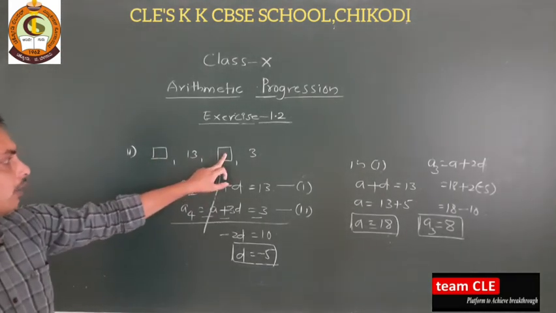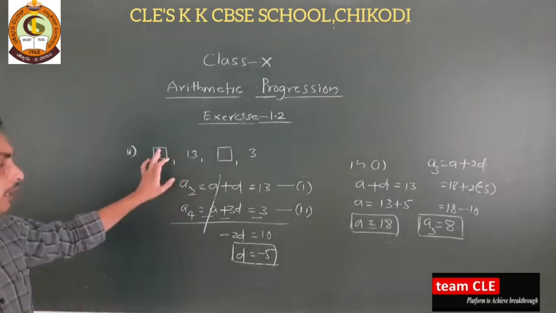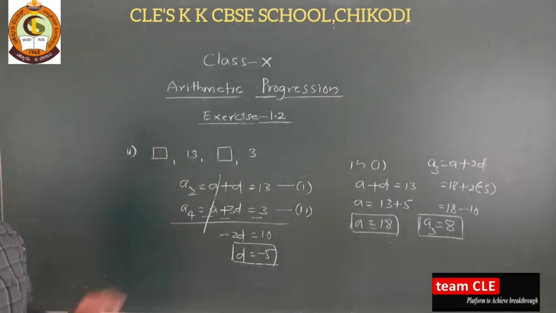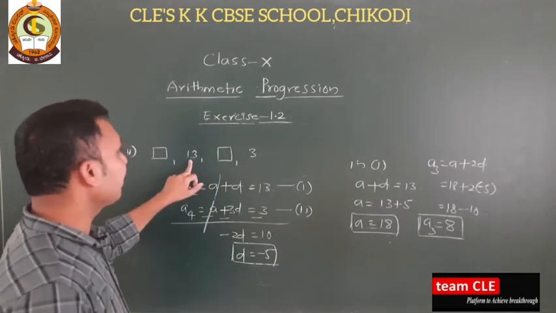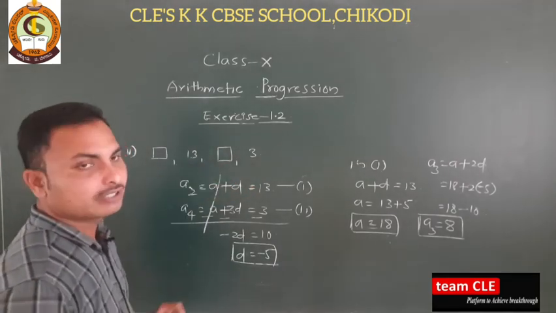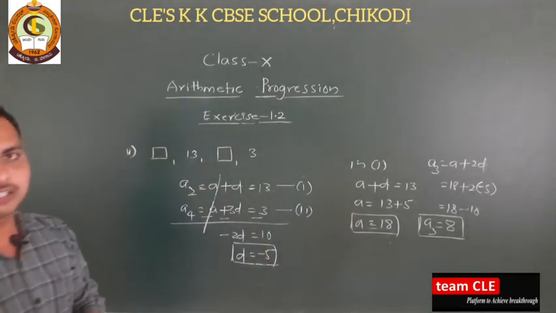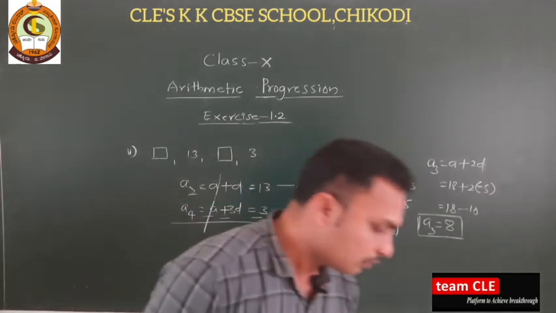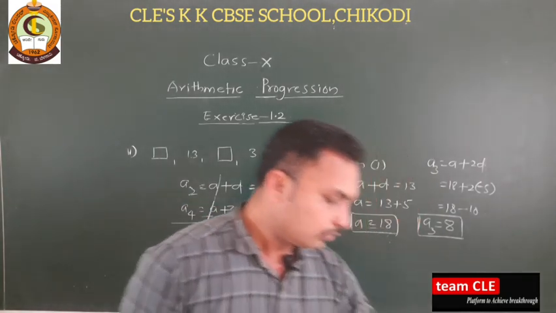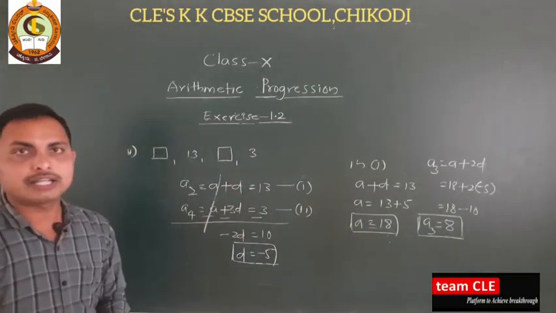So the terms are 18, 13, 8, 3. Just you can see the difference between 13 and 18 is minus 5, again 8 minus 13 is minus 5, and 3 minus 8 again gives minus 5. So all the answers are correct. I hope you understood this problem. Next question. I think this is enough here, so the remaining I will solve in the next class.